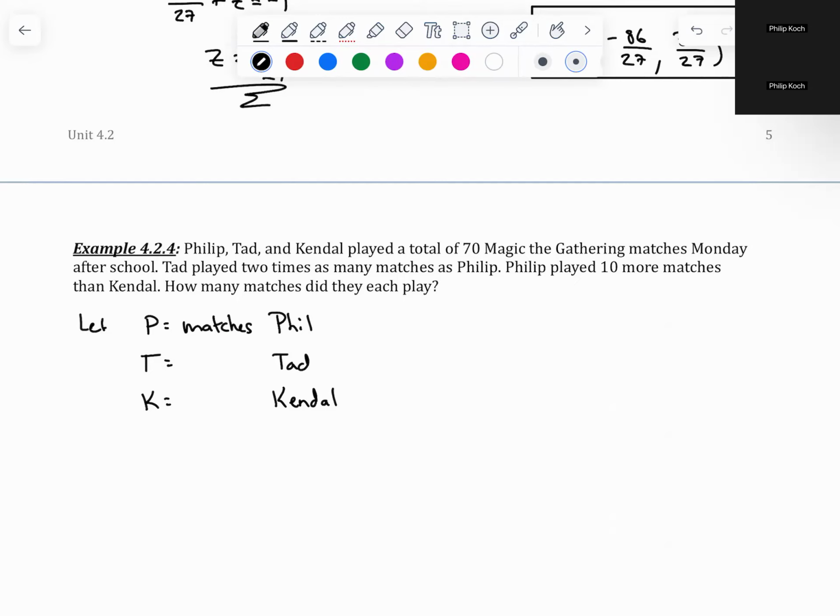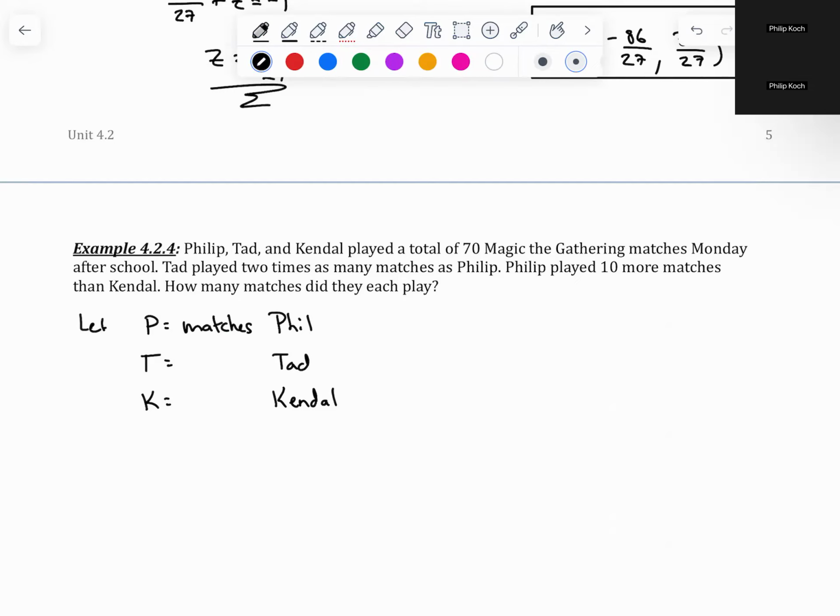And once again, as per usual, you don't need to write a paragraph for your variable definitions. You just need to write enough so that it's kind of clear what each variable represents. So like total games. Exactly right. And that gives us our first equation.